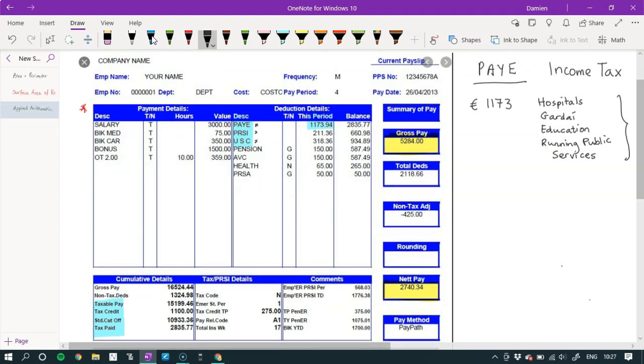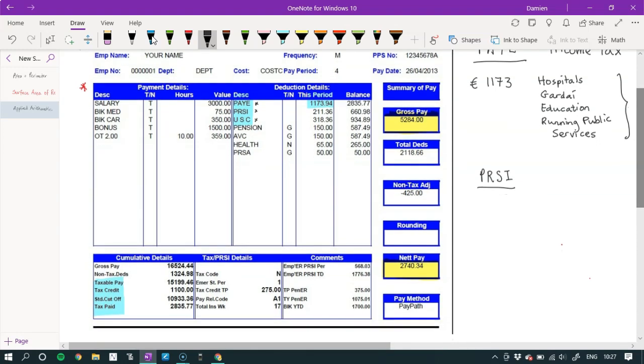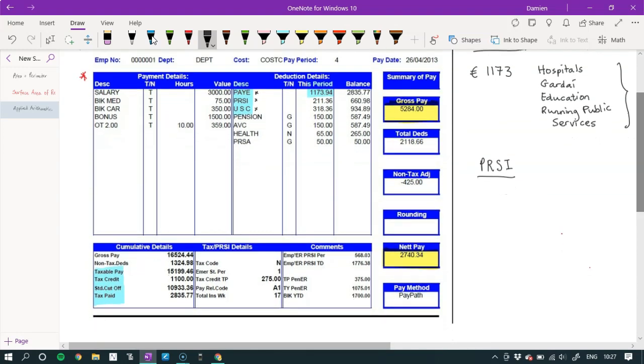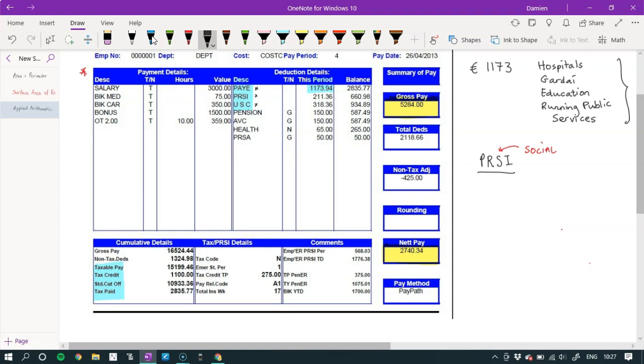The next thing that we're going to look at is PRSI. And PRSI stands for Pay-Related Social Insurance. And again, you don't need to know the basic breakdown of those words. So pay-related social insurance is money that's paid out to help people in society. The key word here is this one, which is the S, social. So this is to do with people and society. So in this one, you are paying a lot less, but still enough, €211.36. So we say €211. And this pays for old age pensions.